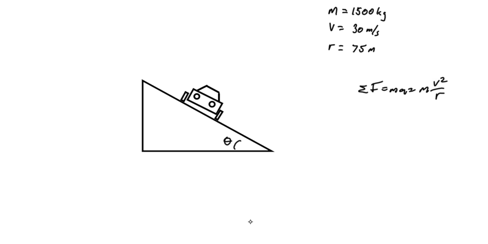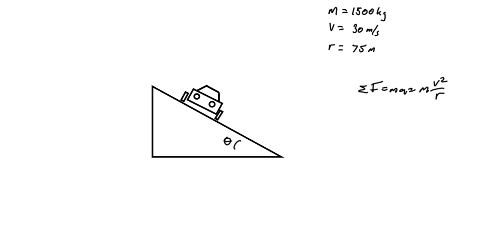All right, so let's take a look at the forces. What we've got going on is we have a force of gravity acting straight down. We have a normal force acting perpendicular to the plane. And we also have the force of friction. The force of friction is acting down the plane in that direction there. And so the sum of all forces will give us the net force.